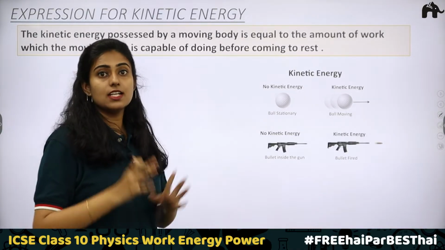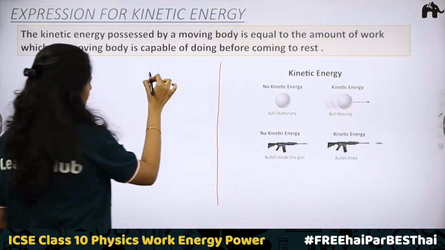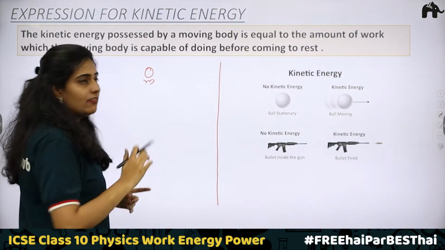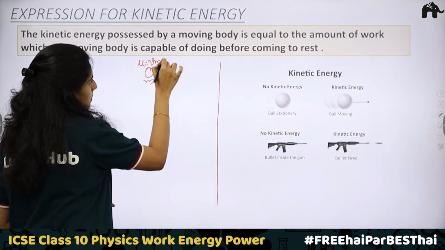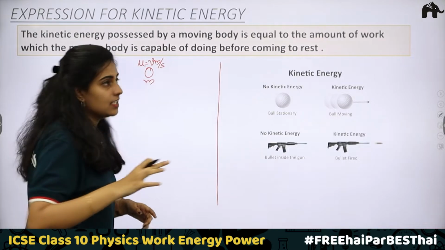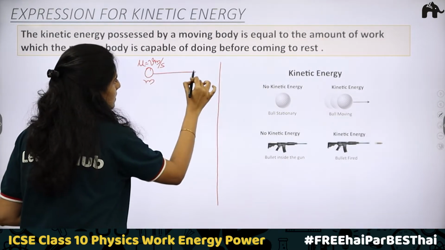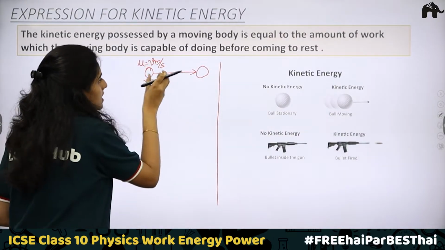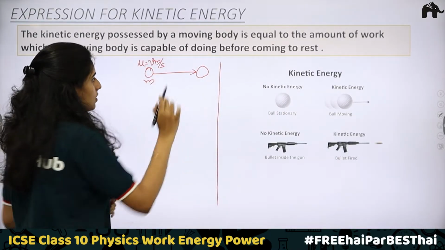When it comes to rest, there is no kinetic energy. You have a body of mass m, which is moving with a velocity v, which means the initial velocity is equal to v meter per second. Suddenly a force is applied, a brake is applied in case of a car, and the body slowly comes to rest, that is, the velocity decreases.